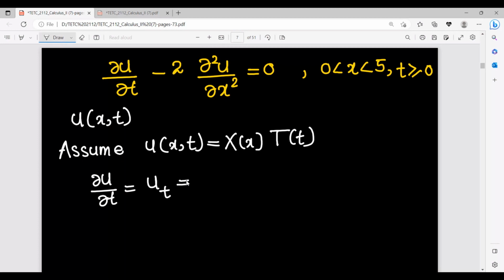To obtain the partial derivative of u with respect to t, we are assuming x as a constant. Since x is a constant, the function of x is automatically a constant too. When taking partial derivatives, we can take it out and keep it as it is. So capital X remains, and what is left is only the function of t. We take its partial derivative with respect to t. Since it is a function of t only, the partial derivative is the normal derivative. So what comes from this is T dash.